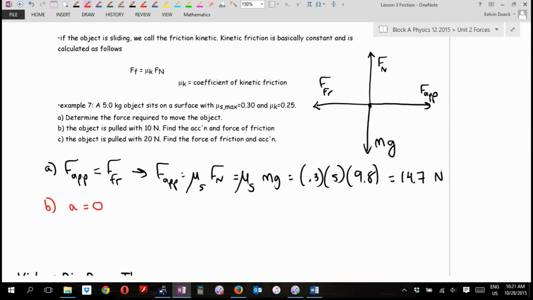But that's how hard I have to pull to get it to move. Am I pulling that hard? No. But how big is the force of friction in this situation? Is it 14.7? Say no. How big is it? Gotta be 10, because it's not accelerating. No calculations there. Newton's laws there. That's all Newton's first.